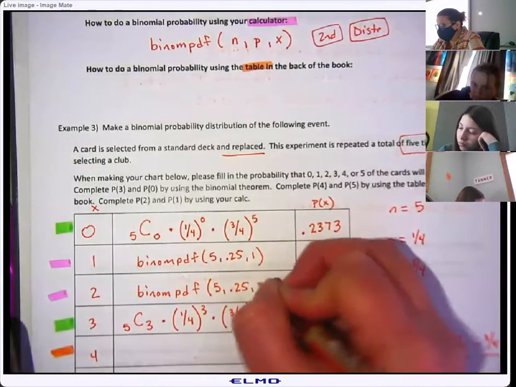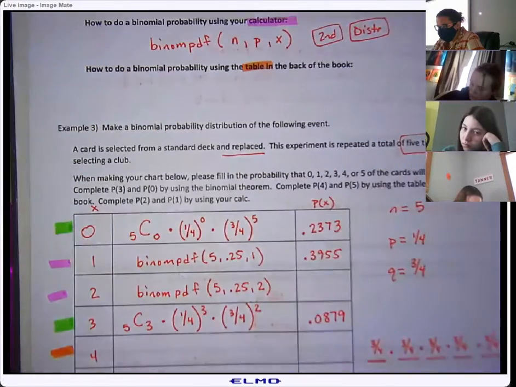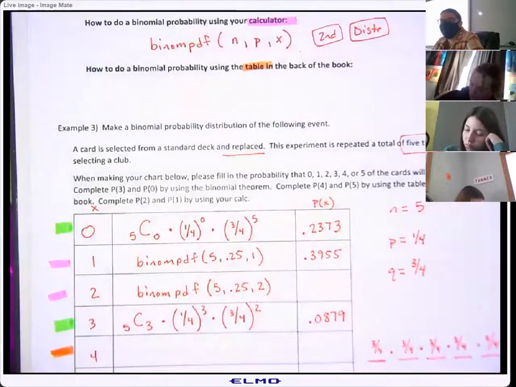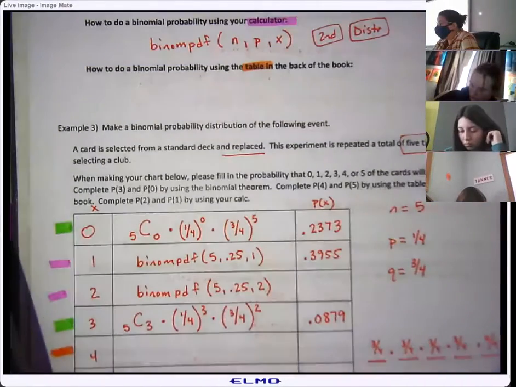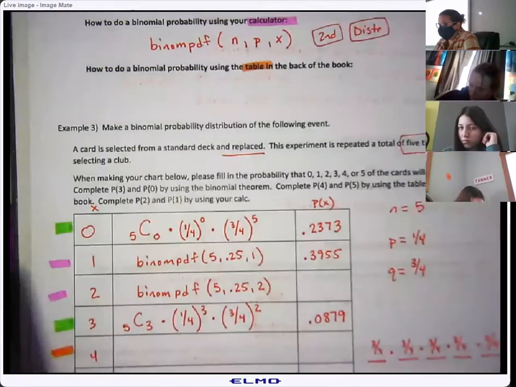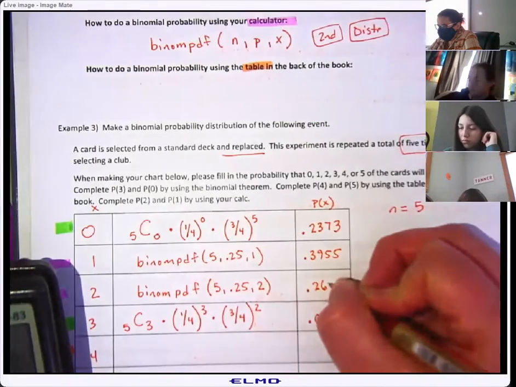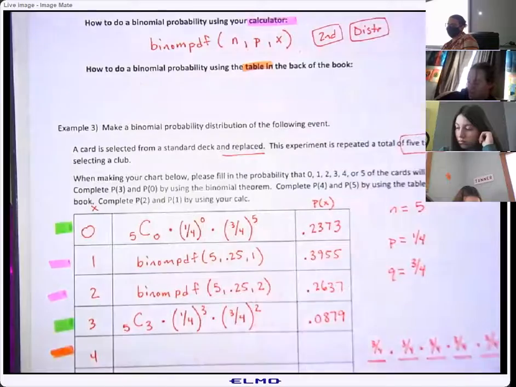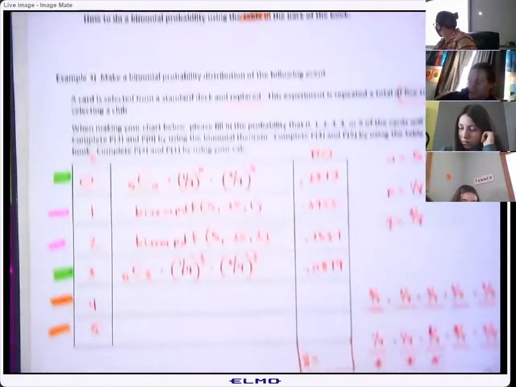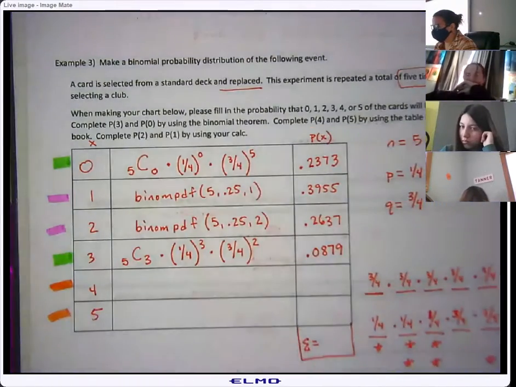All right, try it again for the next one. If you just hit second enter, it'll bring up exactly what you just did. So if you hit second enter right now, it'll just bring up exactly what you just did, and you can just change the 1 to a 2. And you get 0.2637. Does everybody understand? You could use a formula for all of these. You could use a calculator for all of these. I'm just trying to show you the different ways.